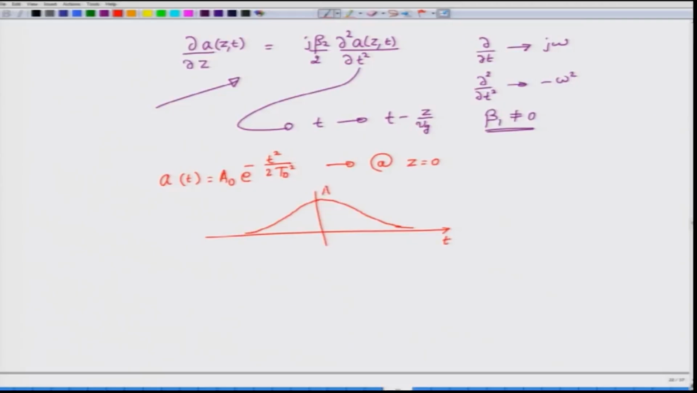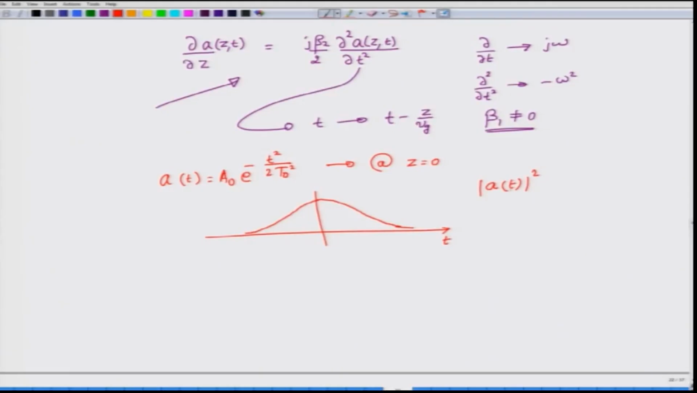At t equal to 0, it has a value of a 0, but I am not going to plot this a of t, but rather I am going to plot magnitude a of t square. Of course, in this case magnitude does not really serve any purpose, because a naught is a real constant we have assumed. So, we could as well have used the square of a, but in general we will see that after the pulse has propagated, the envelope actually becomes complex. Therefore, I am going to use magnitude square and I am going to plot the magnitude square.